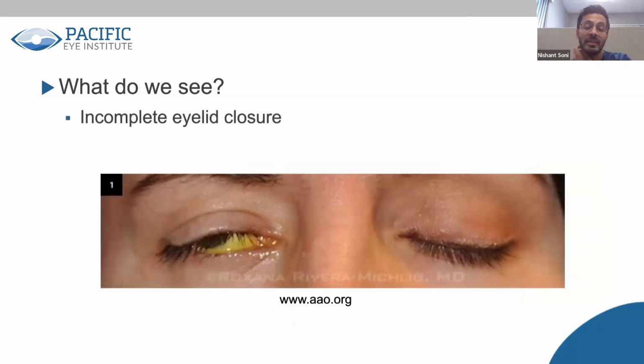Sometimes you can get incomplete eyelid closure, or the eyelids just don't close all the way. This can happen, sometimes it's more prominent, if you have a stroke or if you've had something called Bell's palsy. And then some people, even if they don't have those conditions, can have a little bit of incomplete eyelid closure as well.